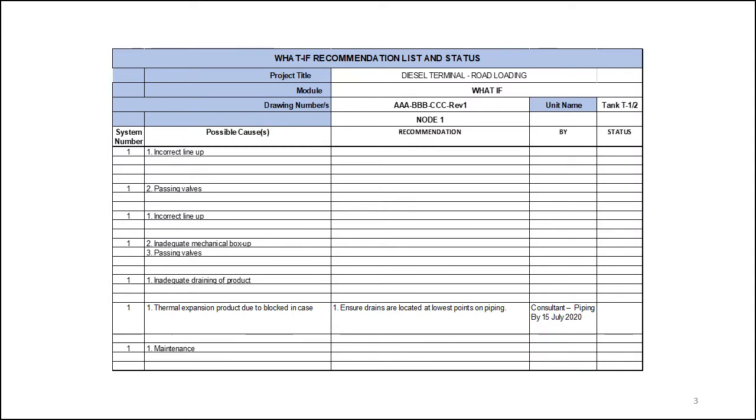Page 3 is a copy of the recommendation list and the responsible party. Note that this list is issued incomplete in the facilitator's report, as the facilitator has completed his work and issues this list as part of the report, and it is then the consultant's responsibility to complete the recommendations with the client. The what-if or HAZOP is only complete when all recommendations are actioned, whether they be accepted or rejected by the client.